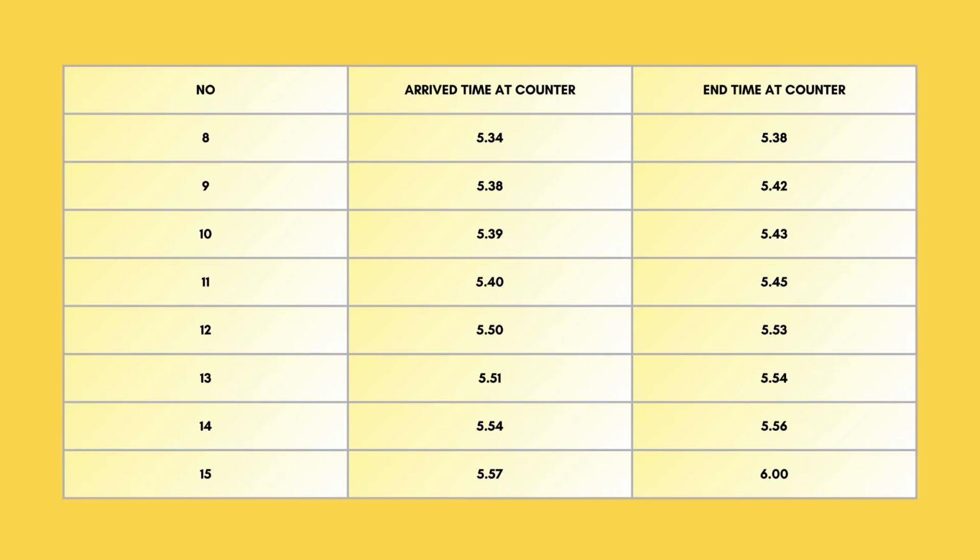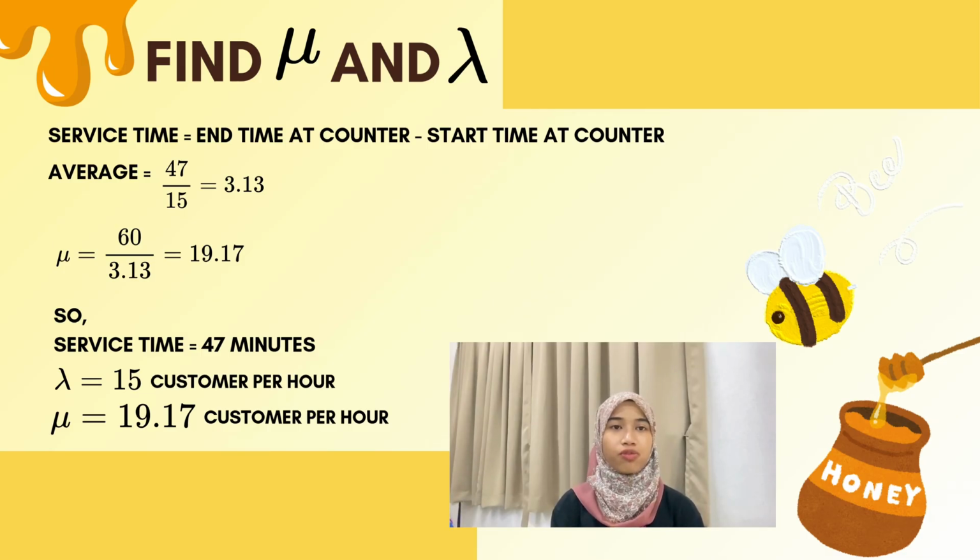So firstly, we need to find lambda and mu. The service time is equal to 47 minutes. So the average time equals 47 over 15, equal to 3.13. Lambda is equal to 60 over 3.13, equal to 19.17. So what we can conclude is that lambda equals 15 customers per hour, and mu is equal to 19.17 customers per hour.